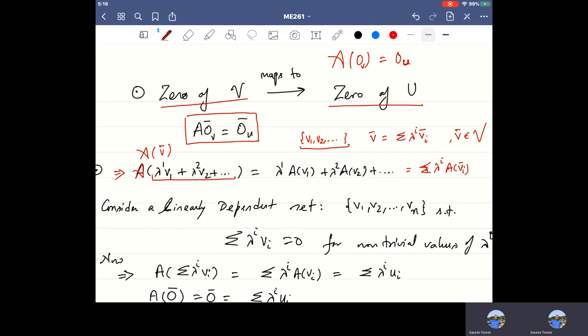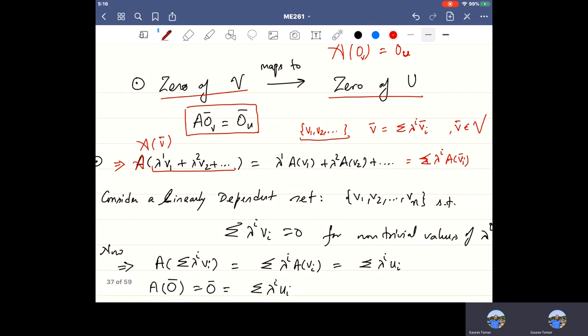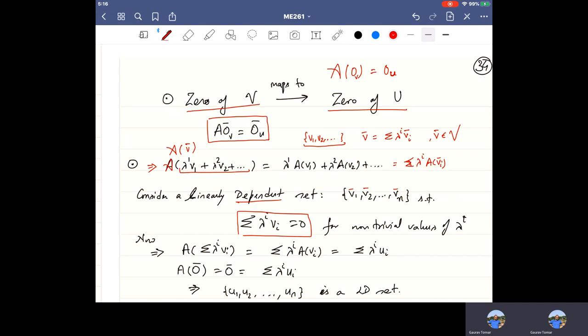Correct? Now, suppose this set that you have taken is a linearly dependent set. In that case, if this is a linearly dependent set, it means that for non-zero values of lambda i, this equation is satisfied. That means there are non-trivial solutions to lambda i.